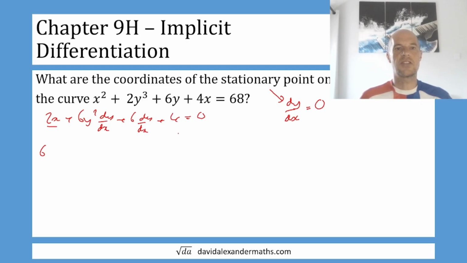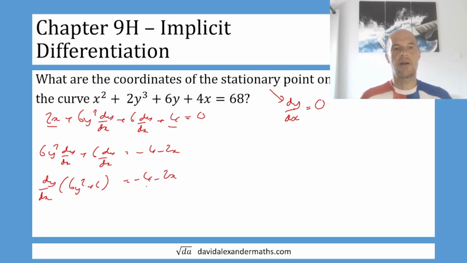So I'm going to take away the 2x and the 4 from both sides, so 6y squared dy by dx plus 6 dy by dx is negative 4 take 2x. I'm going to factor out the dy by dx. And now I can divide through by the 6y squared plus 6. So I've got my equation for dy dx. So it's minus 4 take away 2x all over 6y squared plus 6.